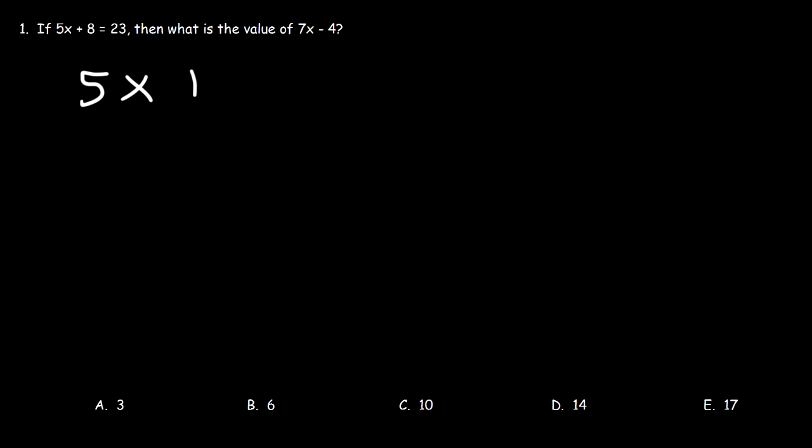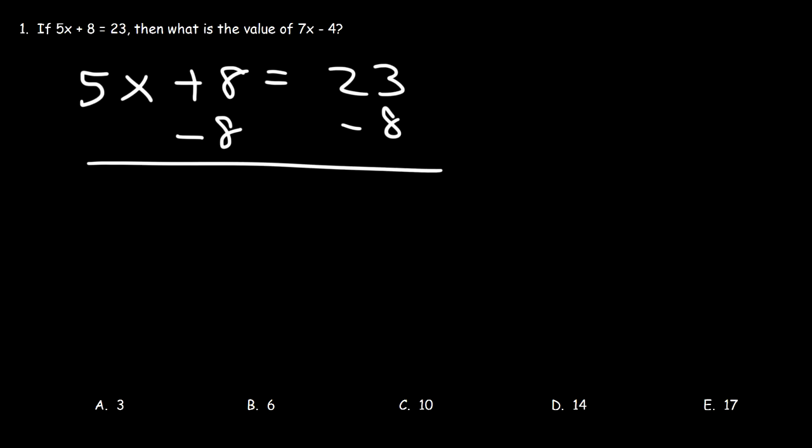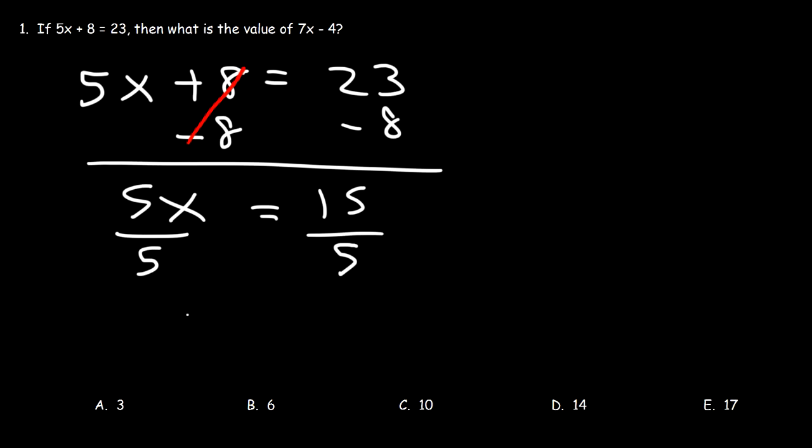So what we're going to do is solve for x in this equation. And what we need to do is subtract both sides by 8. 23 minus 8 is 15. And now to solve for x, we need to get x by itself on one side of the equation. So our next step is to divide both sides by 5. 5x divided by 5 is simply x. 5 over 5 is 1. And then 15 divided by 5 is 3.